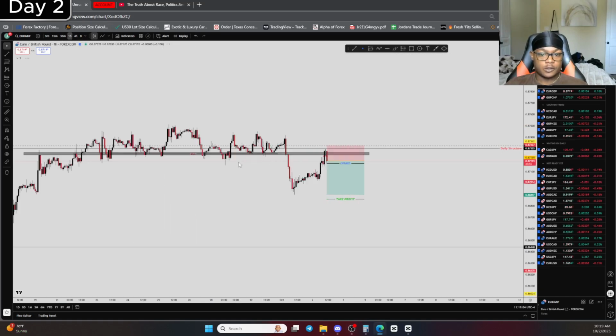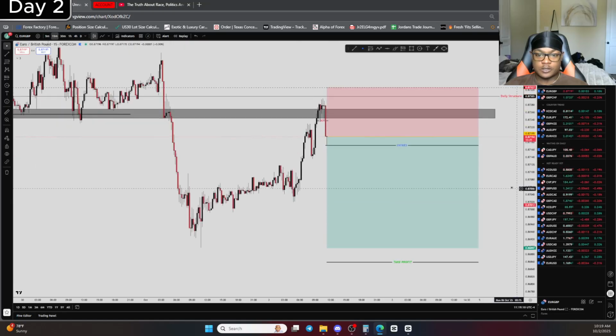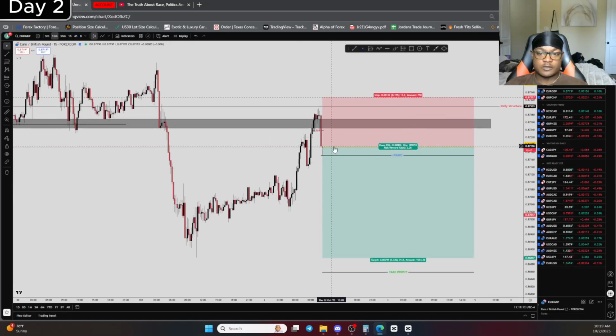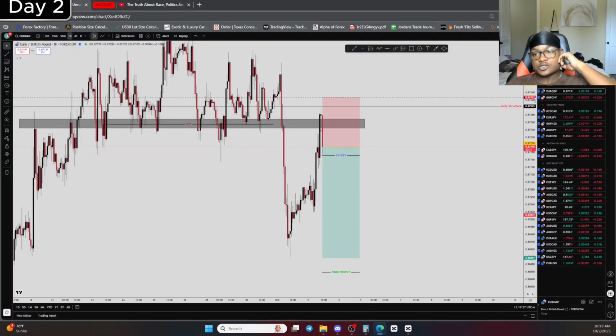So we are in for a position. We got everything set up. It filled me in lower than I wanted, but it is what it is. I wanted to get filled in right here. Filled me in at 87,171, so a little bit lower. That's why my take profit is a little bit lower than my original. Floating $27 in drawdown. So let's see how this trade plays out.